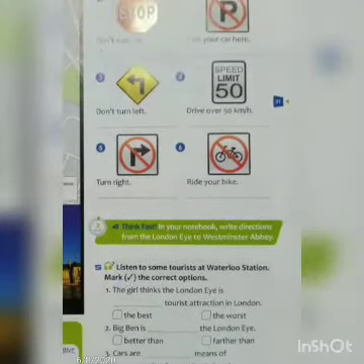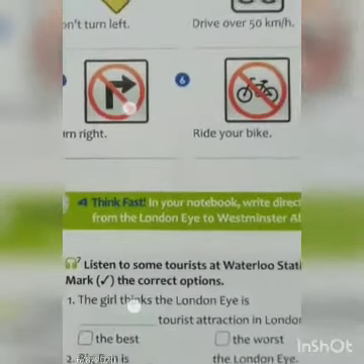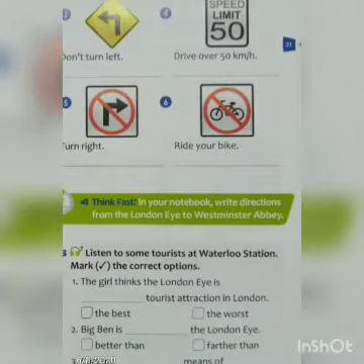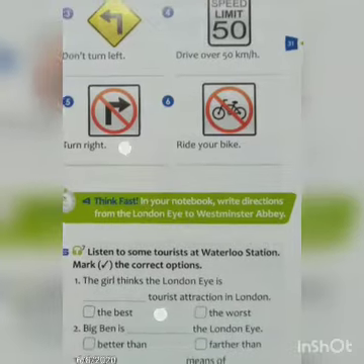Number 4. In your notebook, write directions from the London Eye to Westminster Abbey. O sea, usando el mapa de la página 30, 31, tienen que hacer esa instrucción. This is in your notebooks. In the book, we don't have space, so we have to write in your notebook.